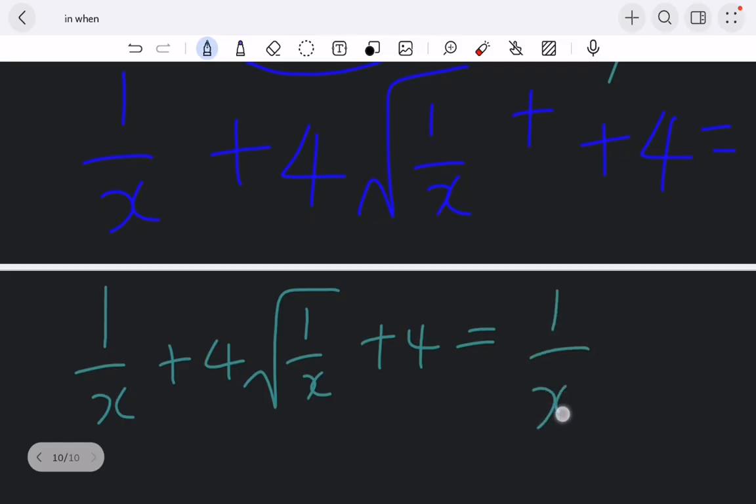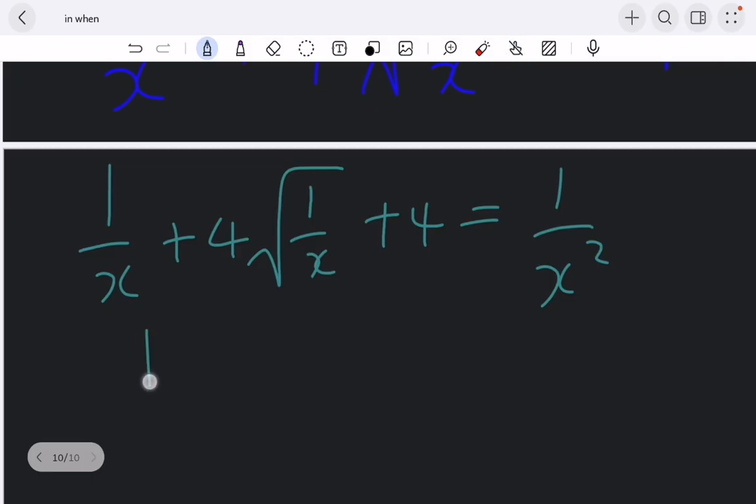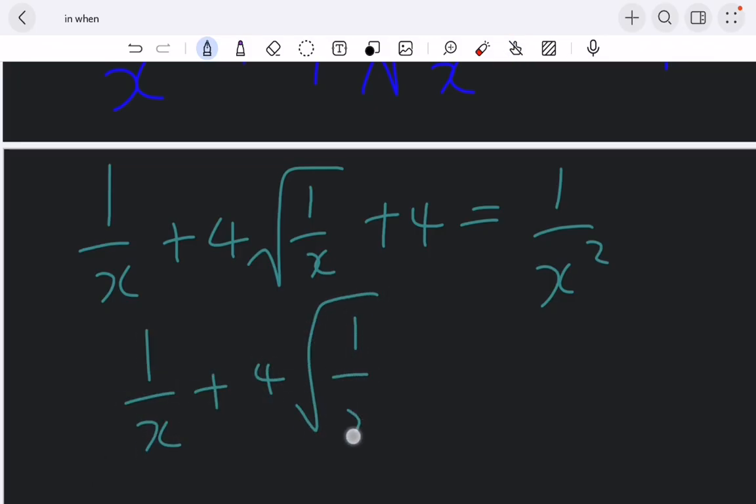1 over x squared. Okay, so there's something I want you guys to realize. If you look at this equation here, if we take one value to the right, we're going to equate everything to 0. Okay, and then let's see what it gives us. 1 over x plus 4 1 over x plus 4 minus 1 over x squared is equal to 0.